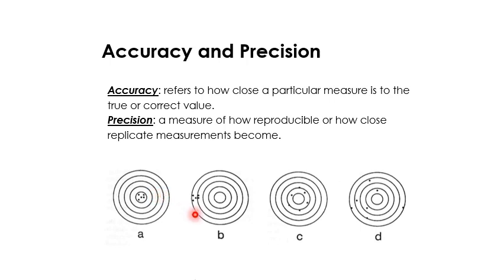If we look at dartboard B, you can see that although the darts are far apart from the target, they are all close to one another. So this indicates that the darts have low accuracy but high precision. So what do you think about dartboard C and D? Are they precise and accurate?